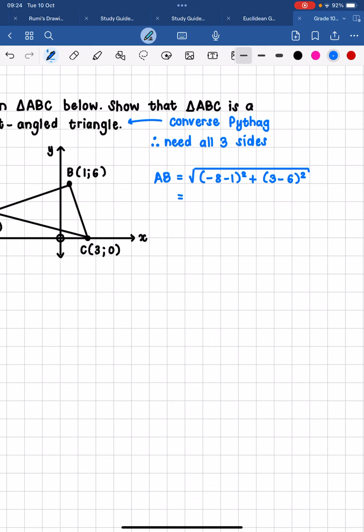Now, guys, for these, I suggest leaving them in surd form because we're going to have to use the lengths to do more calculations. So instead of writing them in decimal form, write the lengths in surd form.